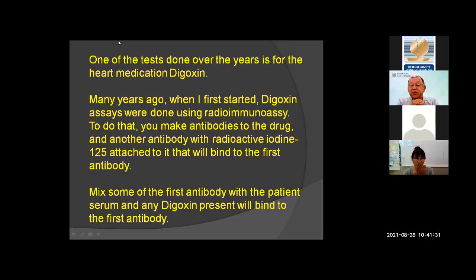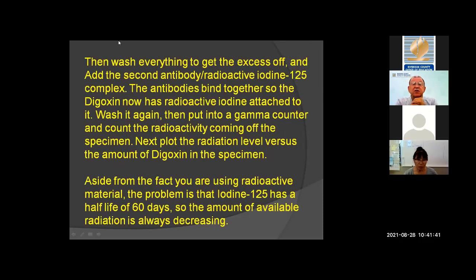We mix some of the first antibody with a patient's serum, and any digoxin or any other drug we might be working on with the same method will bind to the first antibody. After you do that, wash everything, get the excess off, add the second antibody and radioactive iodine complex. The antibodies bind together, so the dig now has radioactive iodine attached to it. All the excess radioactive iodine is washed away, and you put them in a gamma counter and count the radioactivity coming off of it. That's why it's indirect. You're actually counting radioactivity instead of the digoxin.